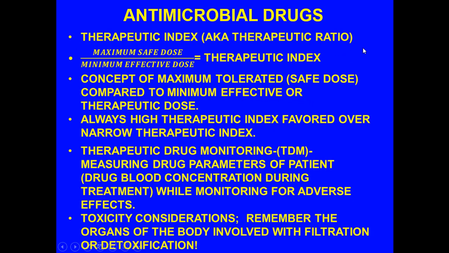And nowadays, what we talk about is the therapeutic index, otherwise known as the therapeutic ratio, which is basically the maximum safe dose divided by the minimum effective dose. Now, you know what the minimum effective dose is. That is the minimum amount that will actually serve to fight off the microbe, kill off the microbe, etc. The maximum safe dose is the maximum that a person can take without any adverse effects, or without serious adverse effects.